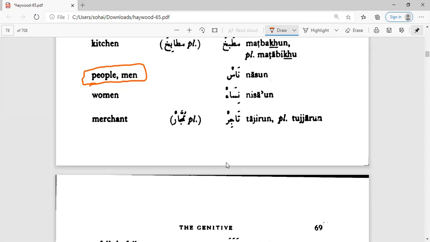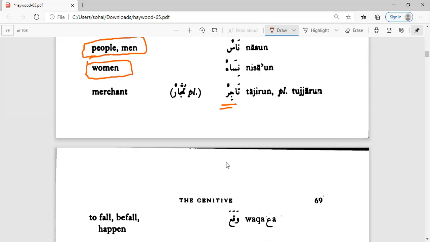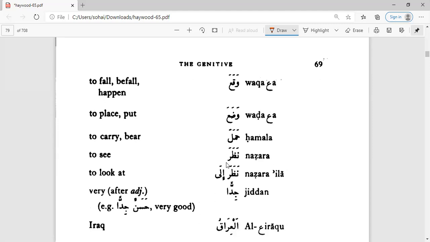Isa'un, again, means woman. It's like a collective noun. It refers to multiple women, three or more. Tajirun is merchant. Tujarun is the broken plural. Waqa'a means to fall, befall, happen. These are verbs now. Waqa'a, past tense, means he fell or it happened.